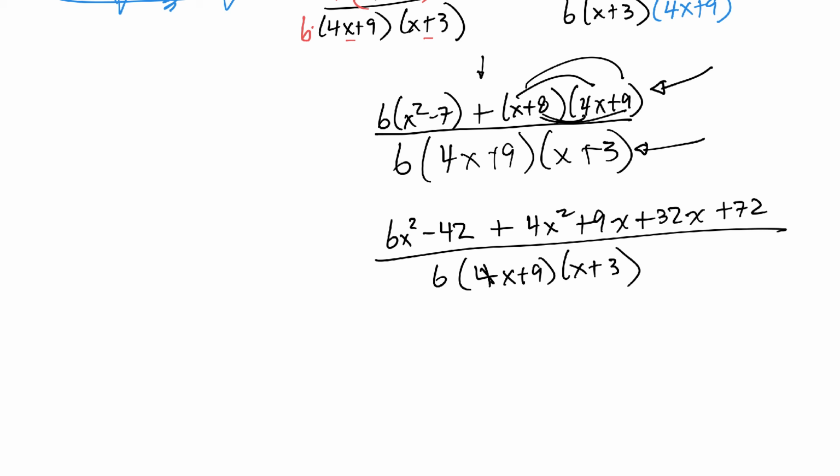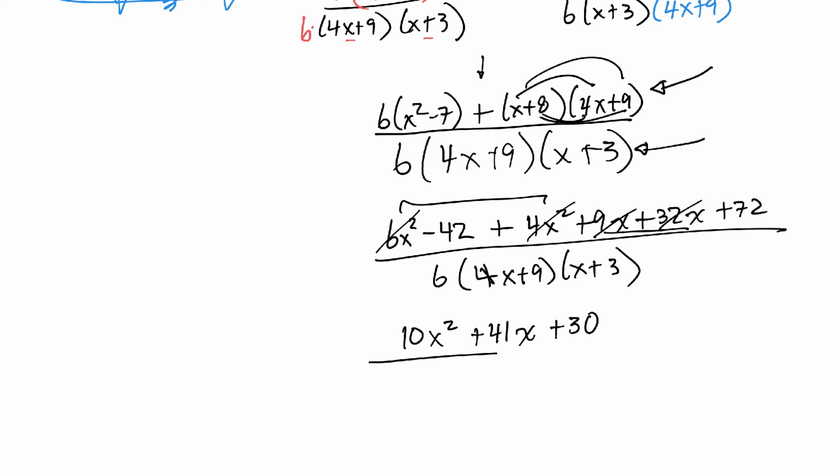Okay, on the top I can collect the x squared, so it's 10x squared. The x's are these two, so it'll be plus 41x. Okay, so that one and that one's gone. That one and that one's gone. So negative 42 plus 72, I think, is plus 30. All over my lowest common denominator.